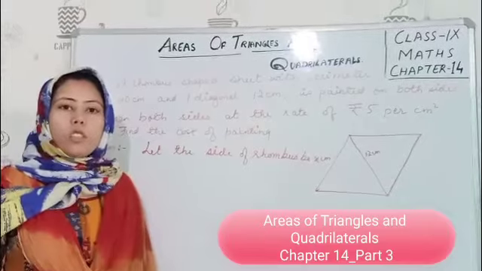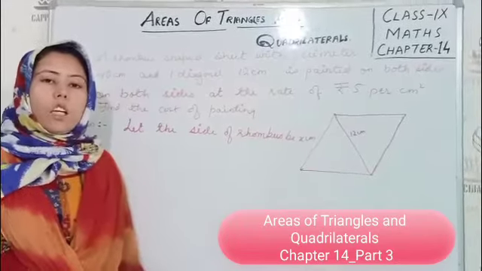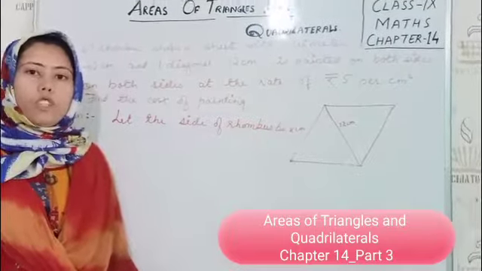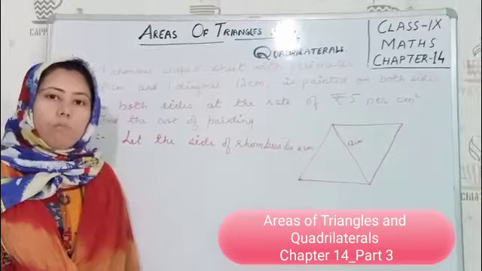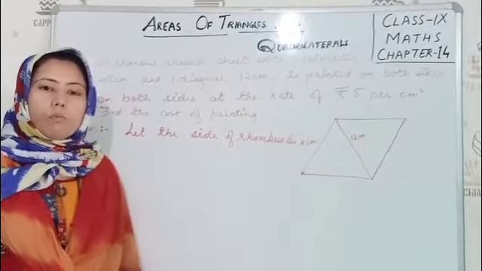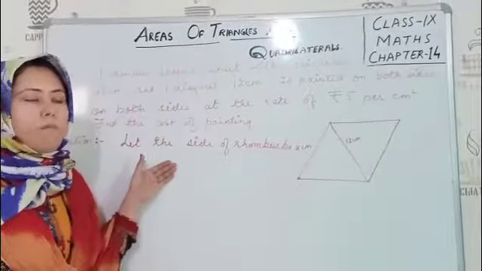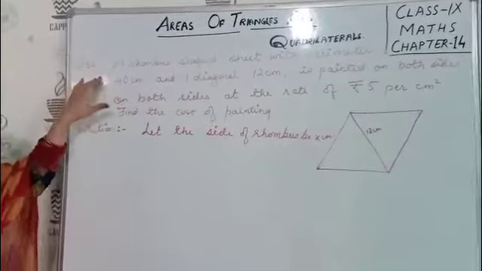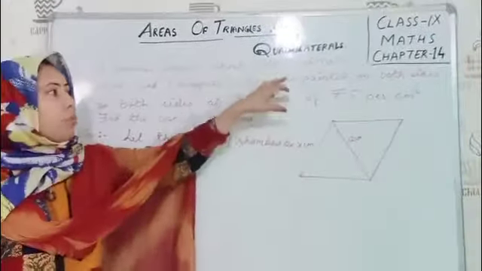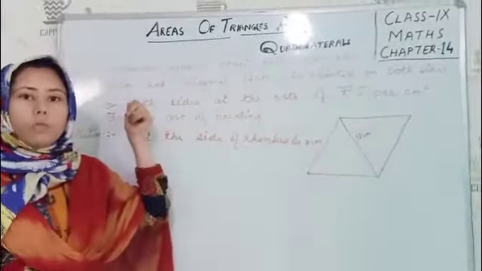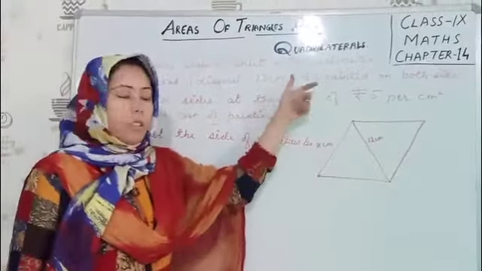In the previous lecture, we discussed exercise 2D, in which we learnt about the area of triangles and quadrilaterals. Today we have to start with further questions, that is question number 32. In question 32, they said a rhombus shaped sheet with perimeter 40 centimeter and one diagonal is 12 centimeter.